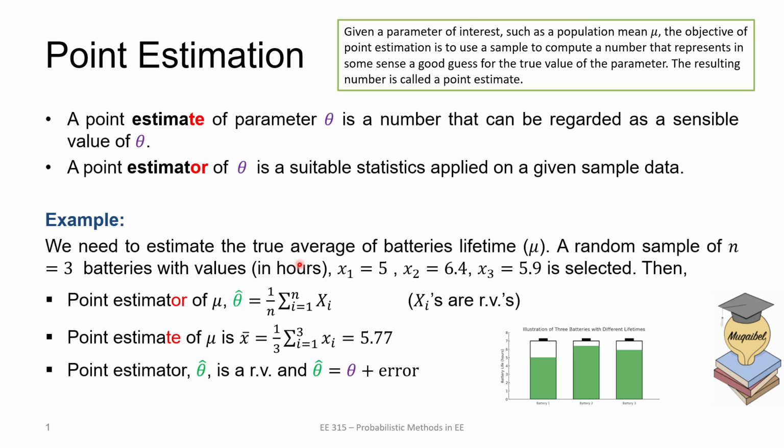The estimate itself for this example, if you substitute in the estimator, x bar, our estimate of the mean is 1/3, and we sum all the values, and that would give us in this case 5.77. Note that our estimate is not necessarily the exact true value of the population mean. It's going to be the true value plus some error.